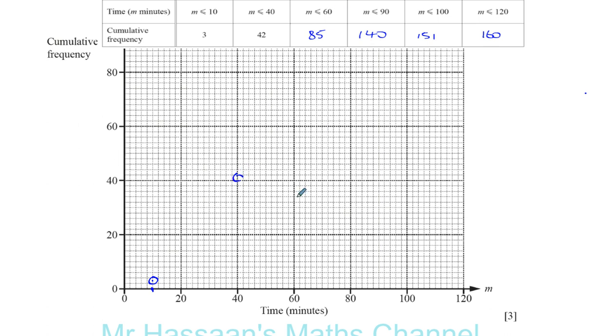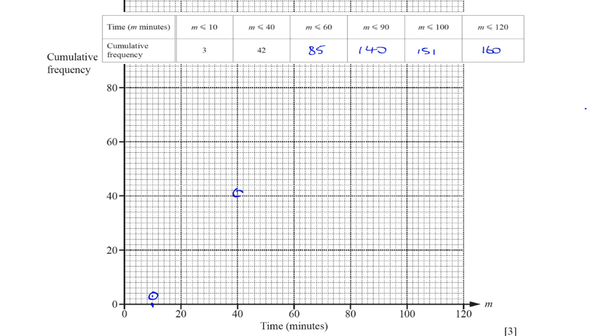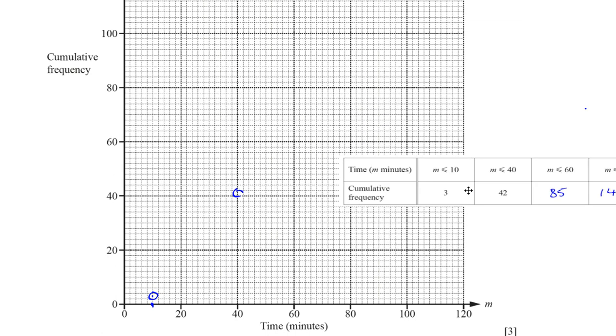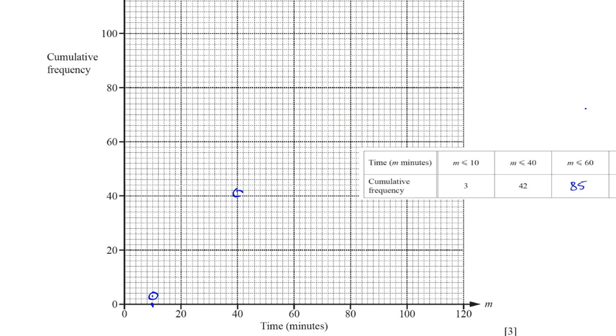Then you've got 60 and 85. So 60 here and 85. Let's again just try and move this out of the way. Put it there for now. 60 and 85. So that's 82, 84, 86, 85 is halfway between these two. Going to be as precise as we can.